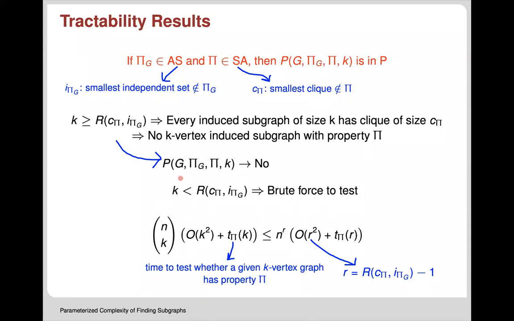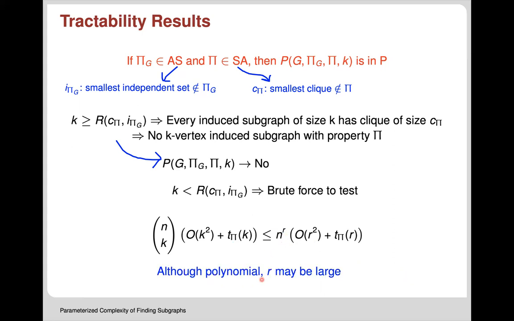Because k is bounded by R(C(Π), I(Π_G)), we get this running time. You can easily see that C(Π) and I(Π_G) depend only on the properties Π and Π_G and not on the input graph. So once you define Π and Π_G, this R is a constant, and you get a polynomial time algorithm. But although it is polynomial, my exponent can be huge because it depends on this Ramsey number.